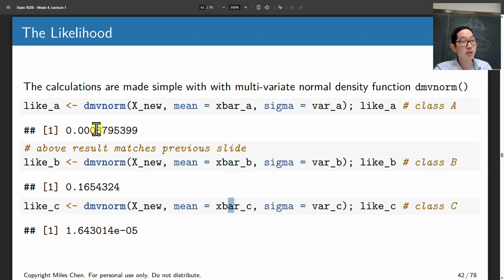Based on this, we can see indeed class B has the highest likelihood. Class A has a low likelihood. Class C has a very low likelihood. So these are my likelihood values.